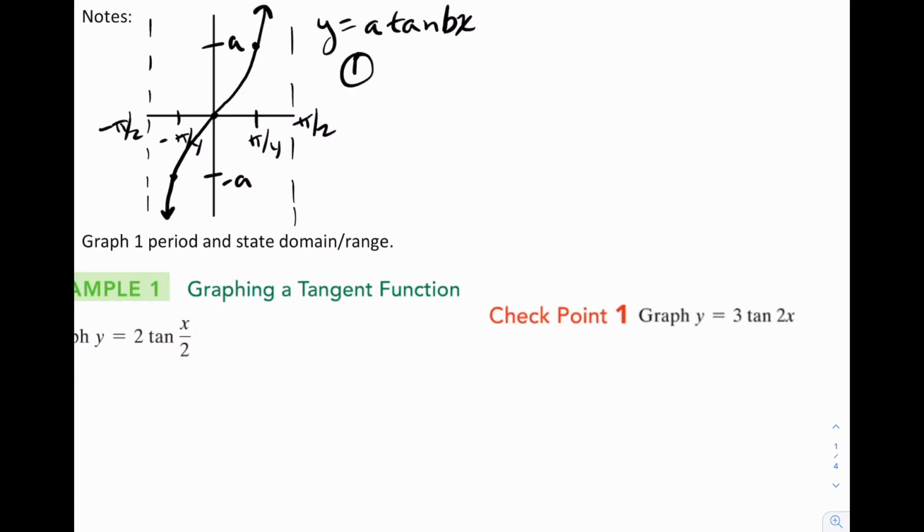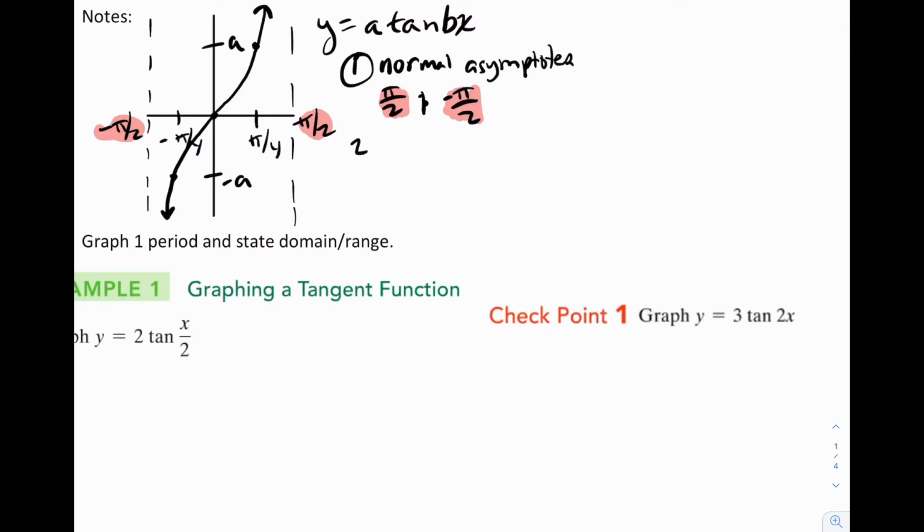Number one is going to be the normal asymptotes of any tan graph are pi over 2 and negative pi over 2. So make sure you highlight that. That's super important. So that's why you see this negative pi over 2 here and this pi over 2 here. For any tan graph, that's like the standard asymptotes you're going to work with.